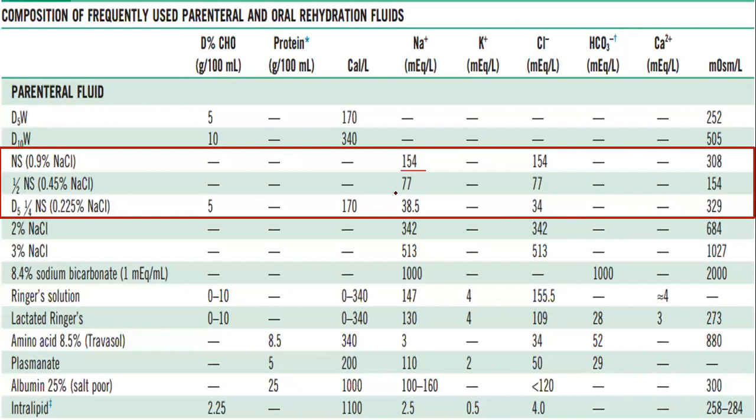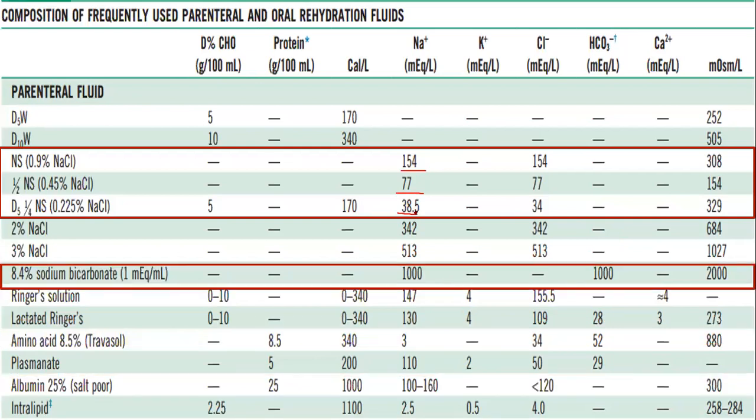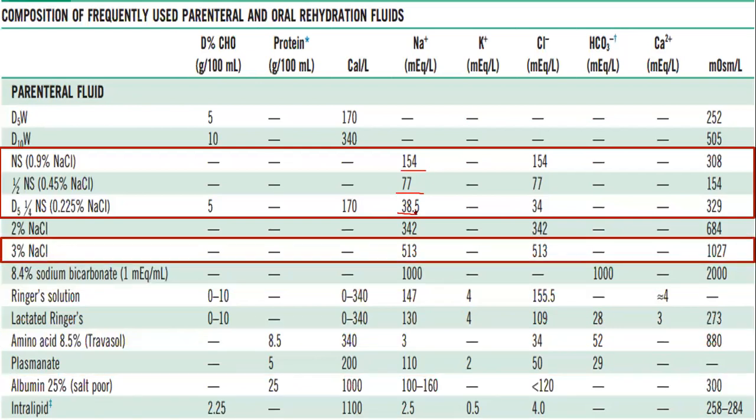Half will have half of 154, 77. Quarter will have quarter of 154, which is 38.5. Isn't it so? Another fluid that you will need to remember will be your 3% normal saline. I will tell you why we need this later on.